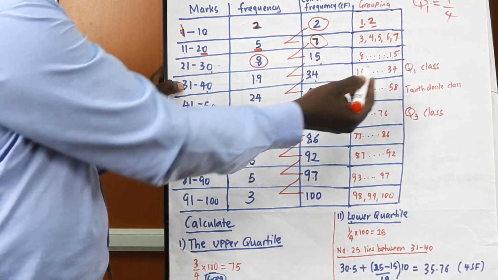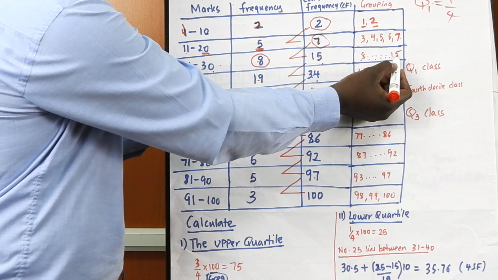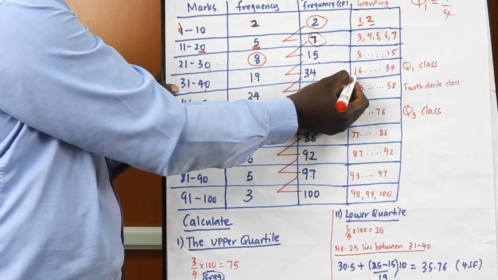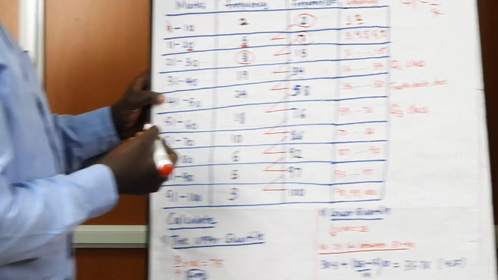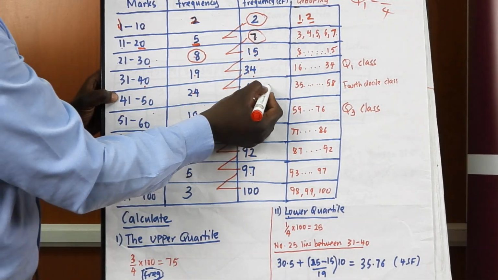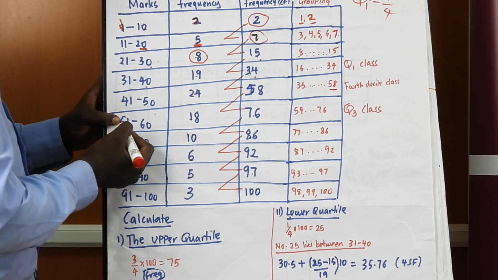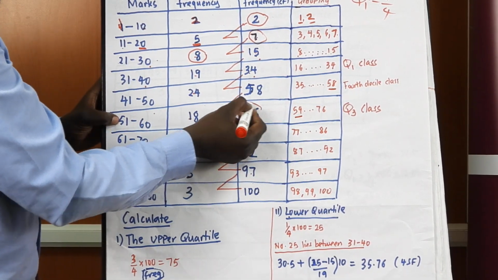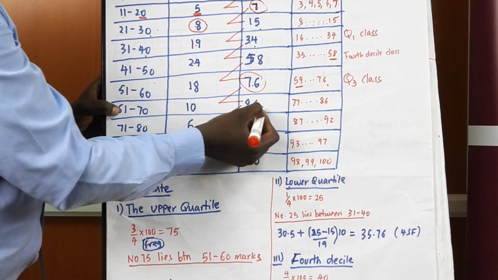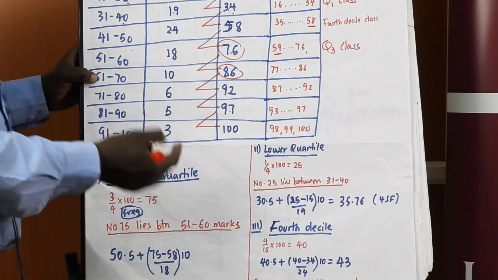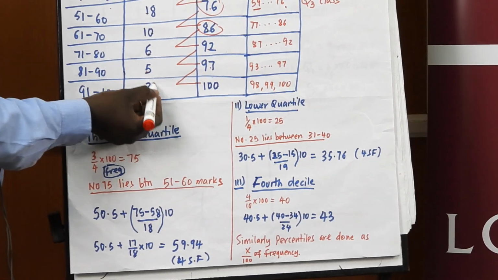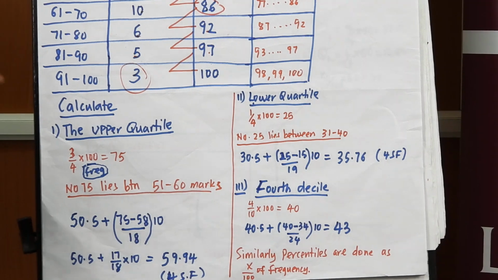Then the next class is from number 16. So number 16 lies in the class 31 to 40. So we have number 16 all the way to number 34. The next class we have number 35, the last one is 34. We have number 35 all the way to number 58. And it follows the next class we have number 59 all the way to the last one, 76. Then the next one, 77, all the way to 86, and so on and so forth. And of course, we expect the last class to have number 98, 99, and 100, because there are 3 in that class.